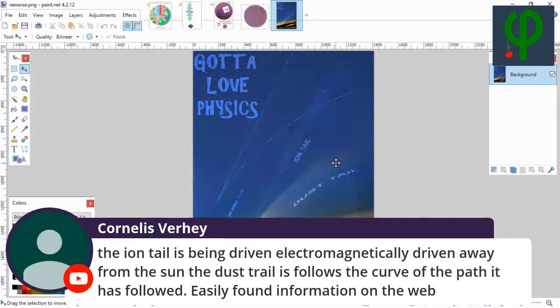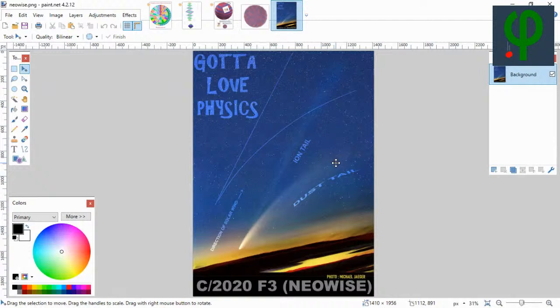Okay, so because primarily the dust tail is gravitationally attracted back to itself. I remember that once the comet gets out of range of the sun, the tail actually goes back into the comet.